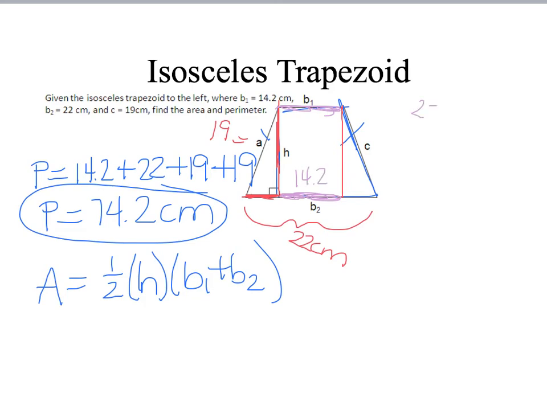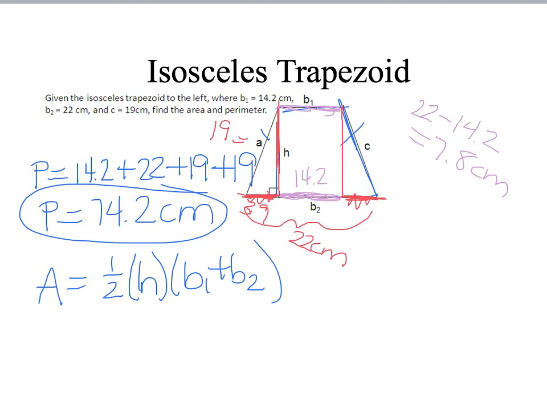So if we take our 22 centimeters minus 14.2, we end up with 7.8 centimeters. That is split between here and here. So I'm going to divide that 7.8 in half, and so I get 3.9.